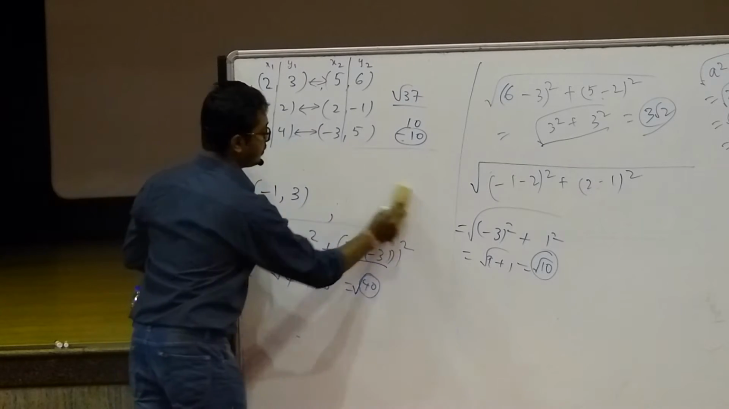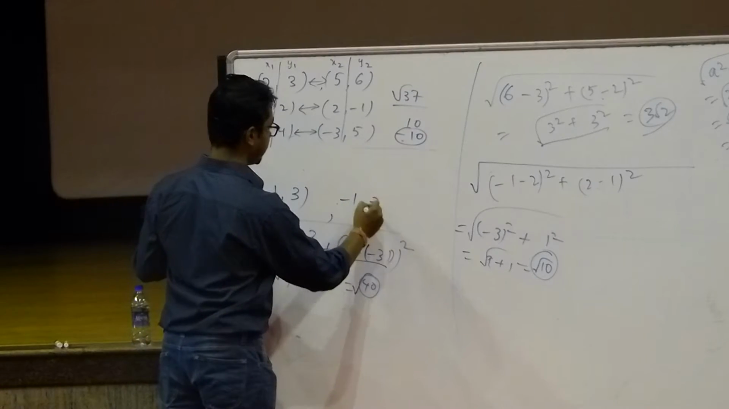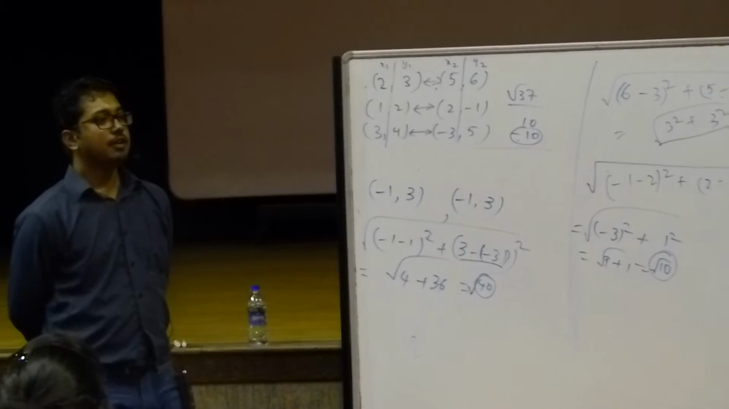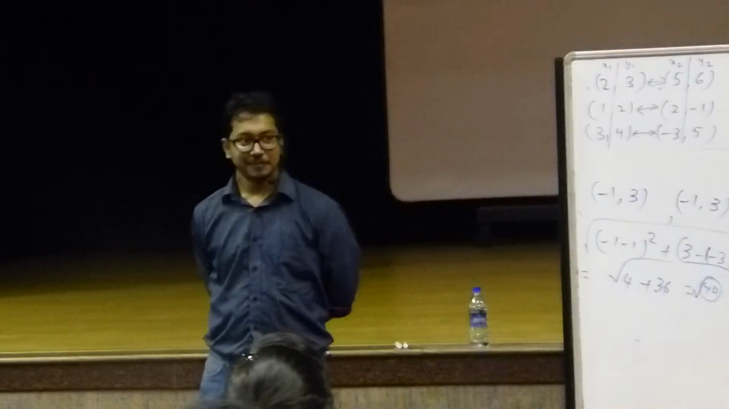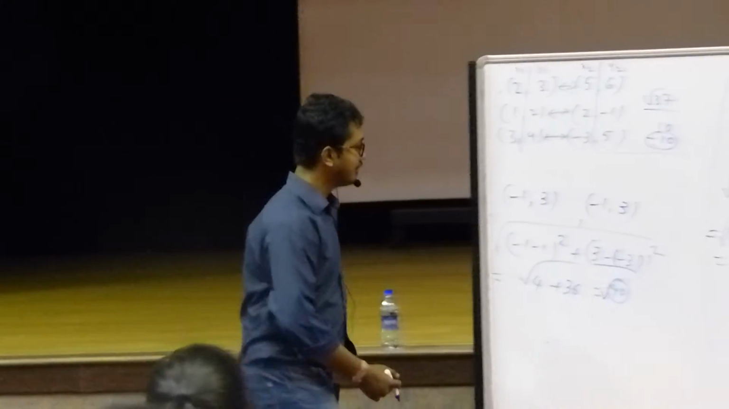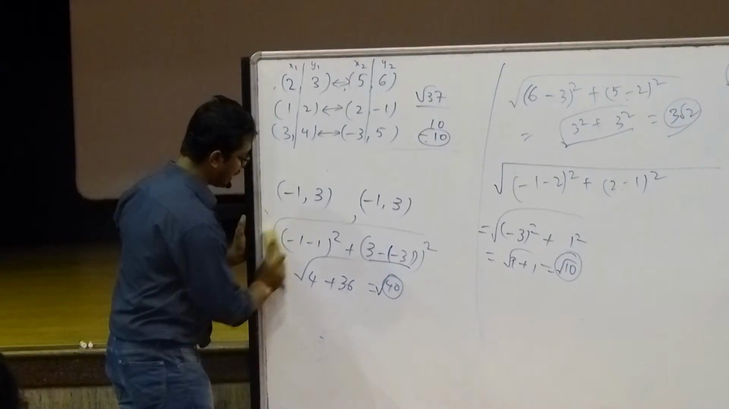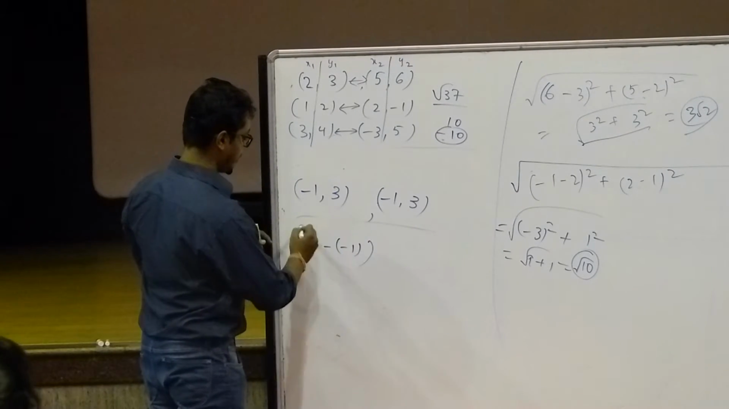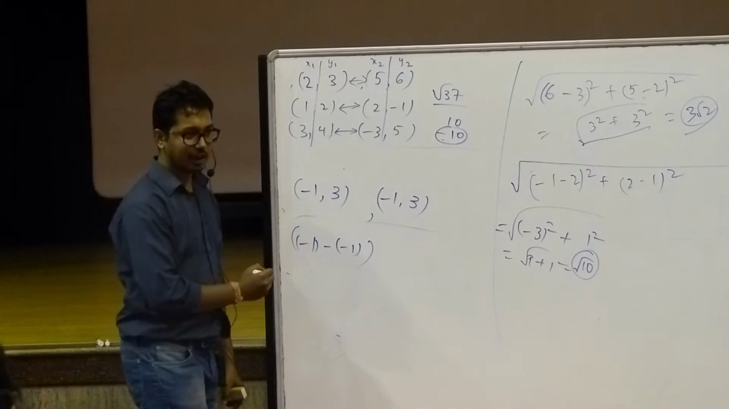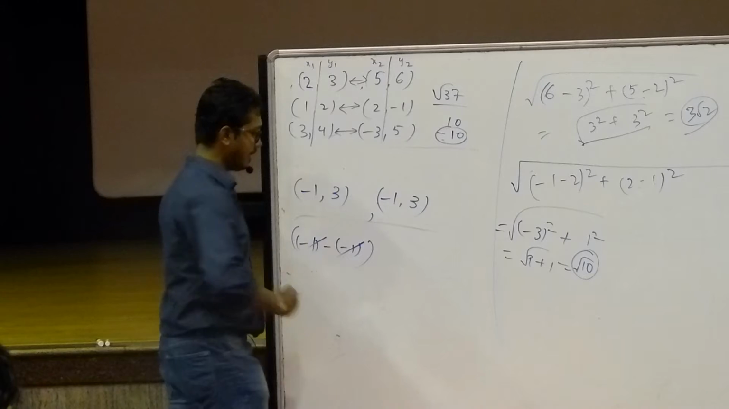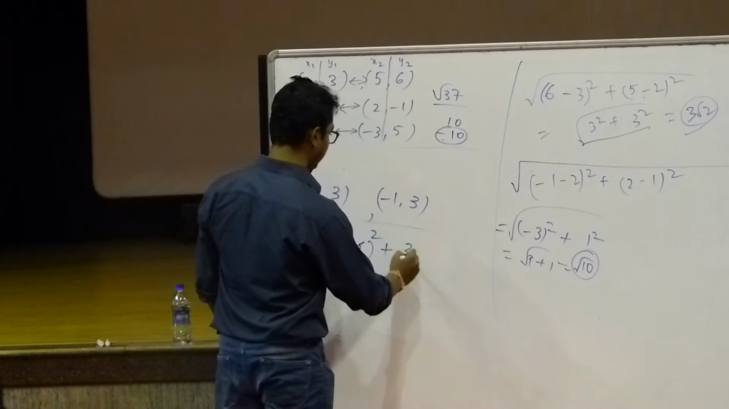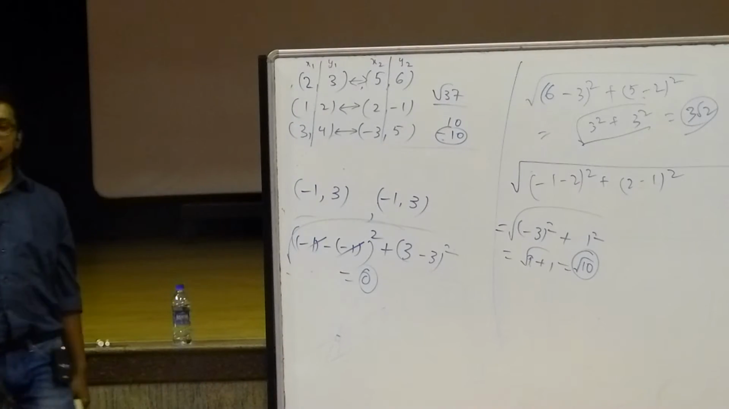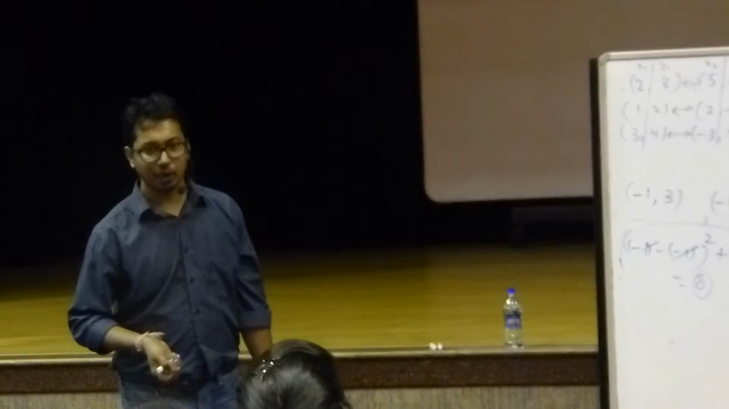Let me ask you a question now. Minus 1, 3 again. What's the distance? Who can calculate? 0, because both are the same point. Same points, right guys? The distance is 0. But if you calculate mathematically, what happens? Minus 1 minus minus 1, 0. Do they get cancelled? Plus 3 minus 3 square. The whole thing is 0. What's the meaning? They are the same point.